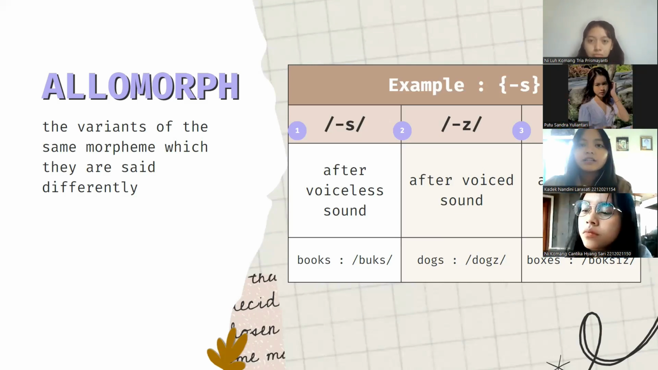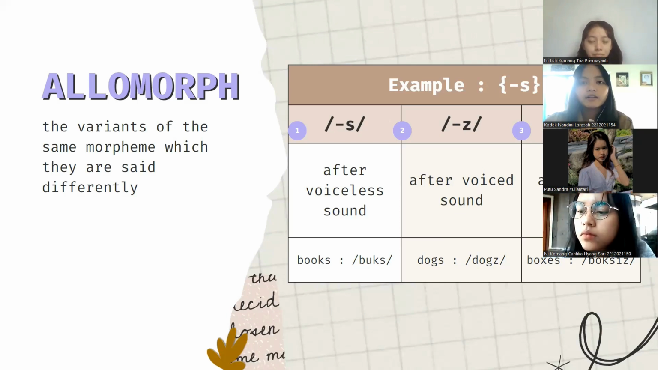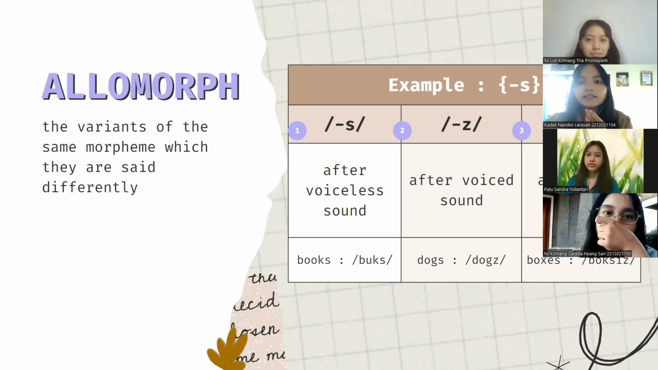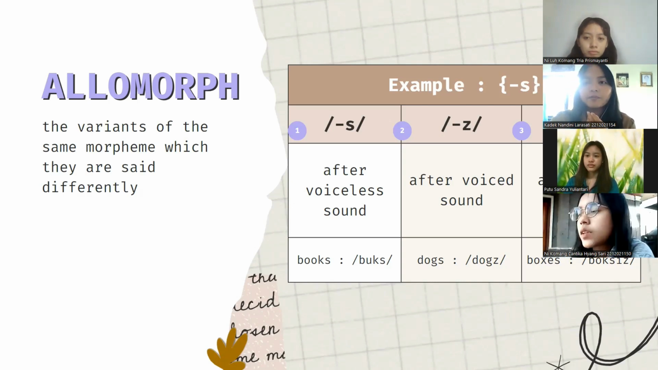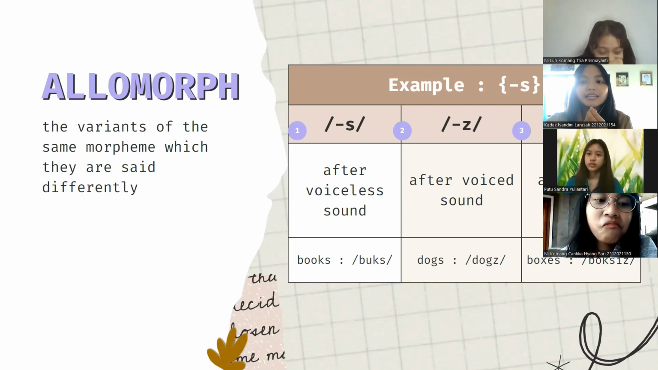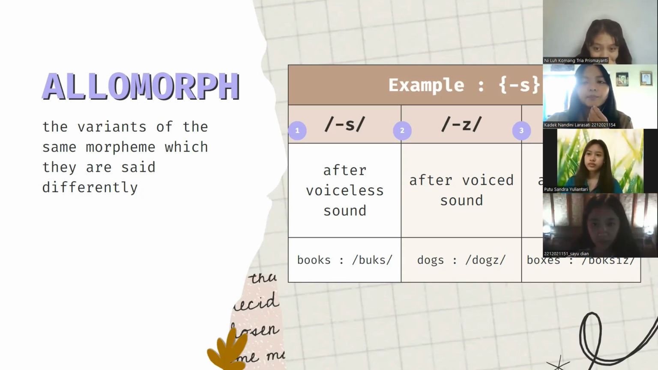For example, the plural S, we say it after the voiceless sound, such as in the word books. And the next is when we say dogs, we sound the Z after a voiced sound. And the last one, when we say boxes, we say a mixed sound after sibilant sounds.